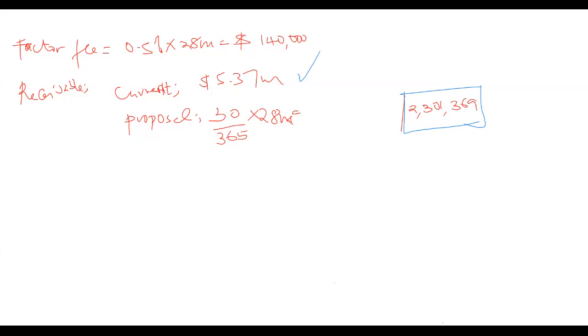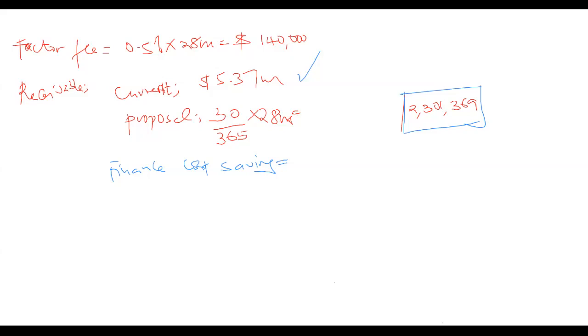Immaculate, ask. A question. On the factor fee, why are we doing 0.5% of 28 million and not of the credit sales? Okay, the factor would charge a fee of 0.4% of credit sales revenue per year. So the fee is based on the revenue. Because they said credit sales, but 28 million is not credit sales, it's the total sales.